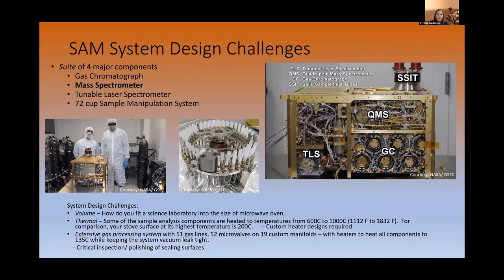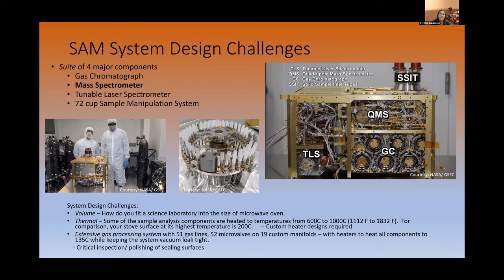The major components of SAM included the Goddard mass spectrometer, a gas chromatograph from our French colleagues, which is called GC in the picture, a tunable laser spectrometer from the Jet Propulsion Laboratory, the TLS in the lower left-hand corner of that assembly picture, and a 72-cup sample manipulation system, which is a fancy carousel, which you see in the middle picture, for receiving and delivering samples to the gas processing system. It was designed and built by Honeybee Robotics in your own New York City.